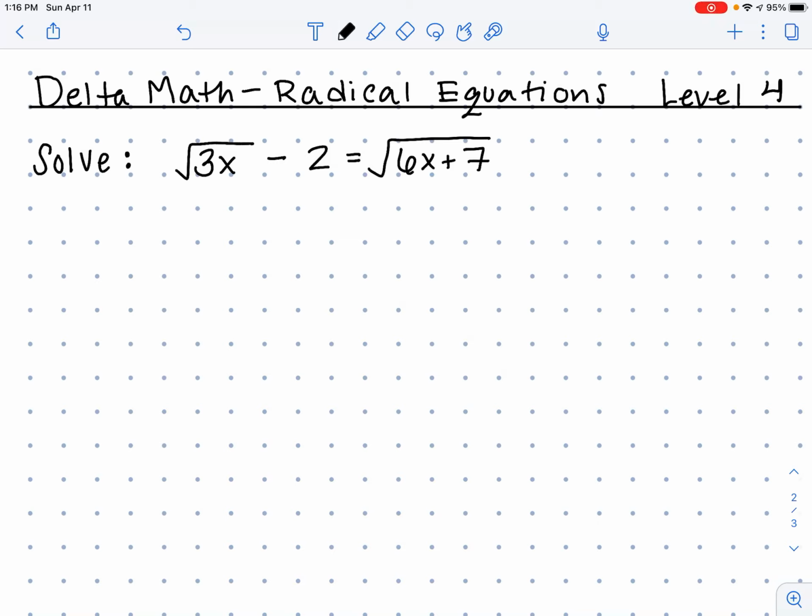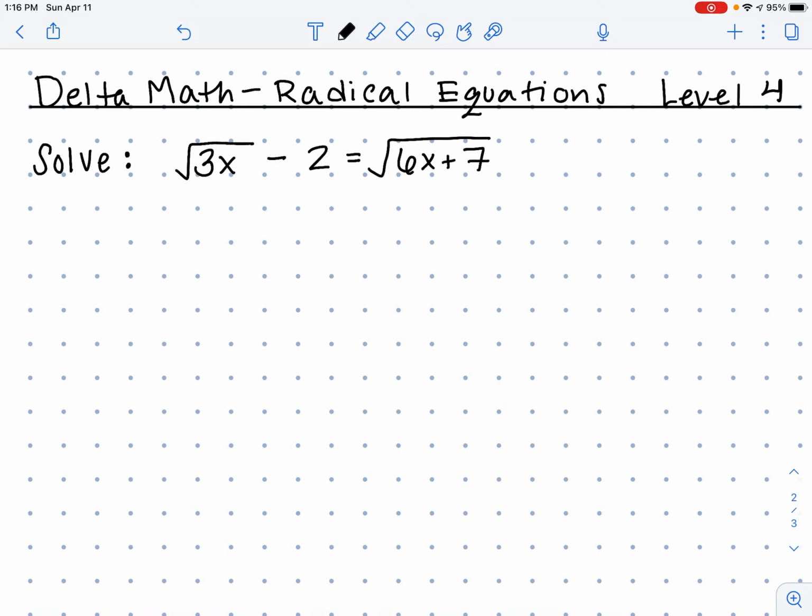So let's go through what Delta Math calls a level 4 type of problem. This is a harder sort of radical equation because there are two square roots, one on each side, and there are coefficients with the x's on the inside. So it's probably going to end up being a quadratic equation that has a leading coefficient, a number other than 1 in front of the x squared term.